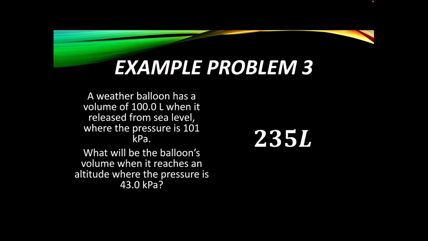When we're talking about this problem, we're going to see how we're actually not going to have to convert kilopascals to pascals, because they're going to cancel out. So I'm going to start over and read the question again. A weather balloon has a volume of 100 liters when it is released from sea level, where the pressure is 101 kilopascals. What will be the balloon's volume when it reaches an altitude where the pressure is 43 kilopascals? So let's figure out how to do this.